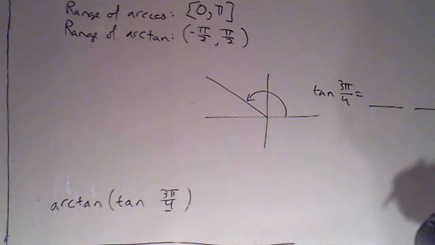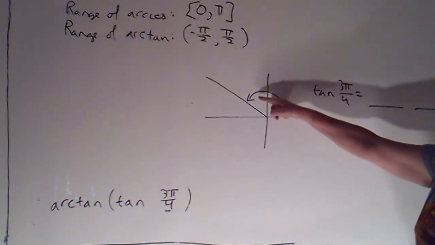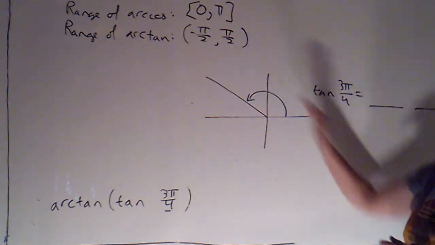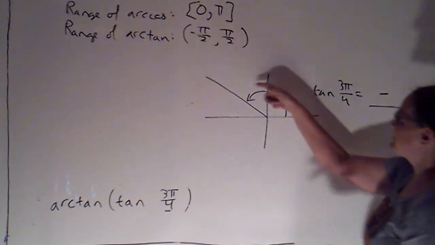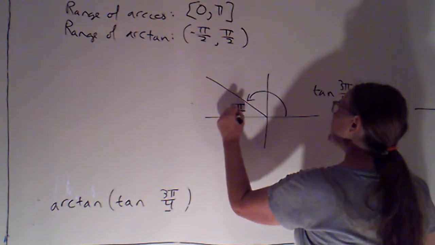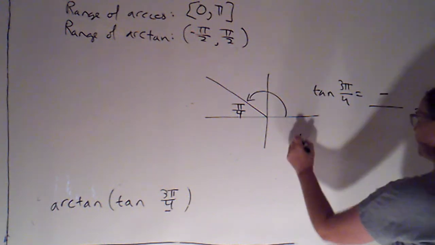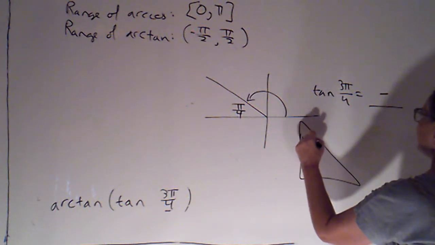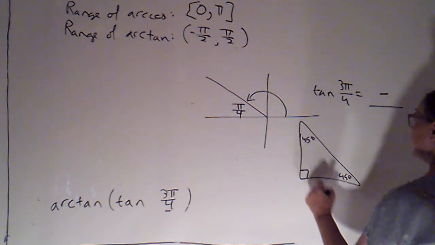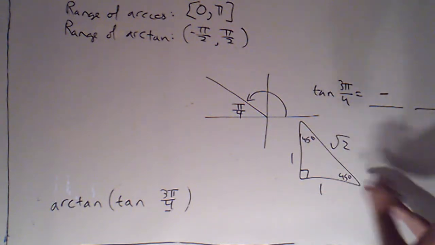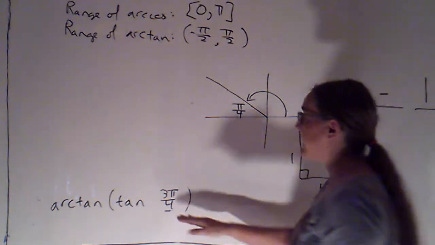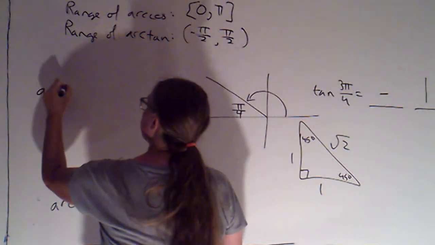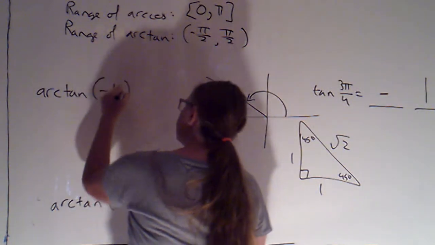let's go through our two-step process. 3 pi over 4 would put me in quadrant 2. In quadrant 2, tangent is negative. If this is 3 pi over 4, my reference angle is pi over 4. Back to the 45, 45, 90. Tangent of my reference angle is 1. So we're looking at arctan of negative 1.